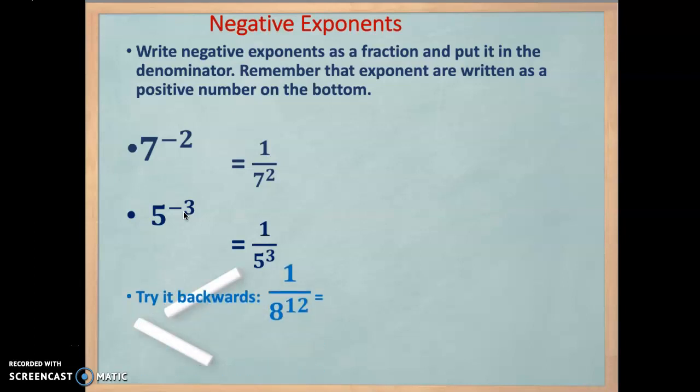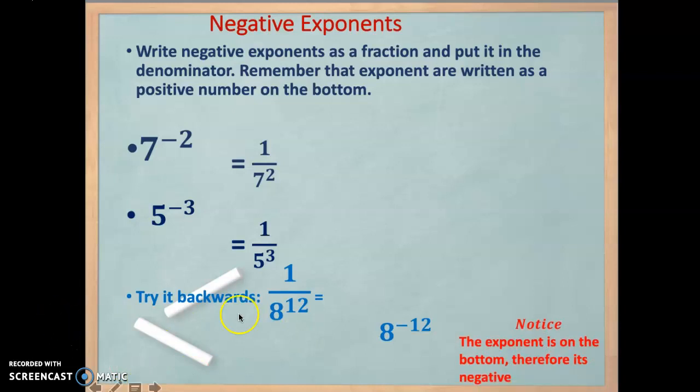You can even do this backwards. Go ahead and write this down. Try it backwards: 1 over 8 to the 12. Well, if this is written as positive 8 to the 12, what would it come out as backwards? 8 to the negative 12. So notice the exponent is on the bottom, therefore it's negative. You'll start seeing this when we get into the division rules, the quotient laws of exponents. You'll start seeing the exponent as a positive at the bottom, but it's truly a negative. So here, you can see this is positive, and here, you can see this converted as positive as well.